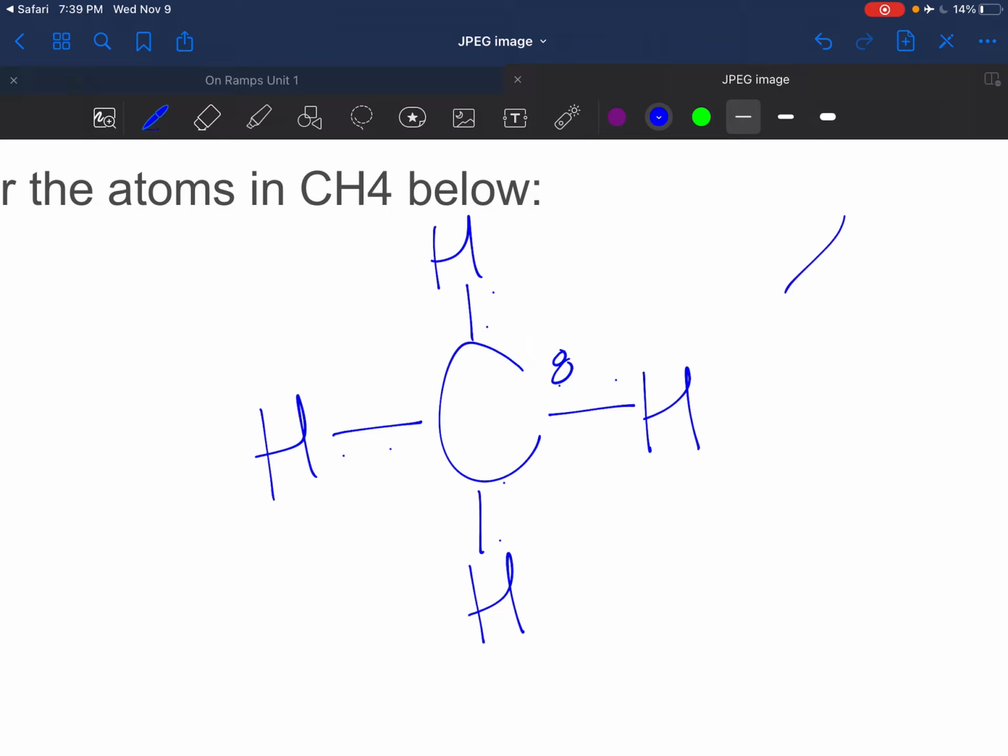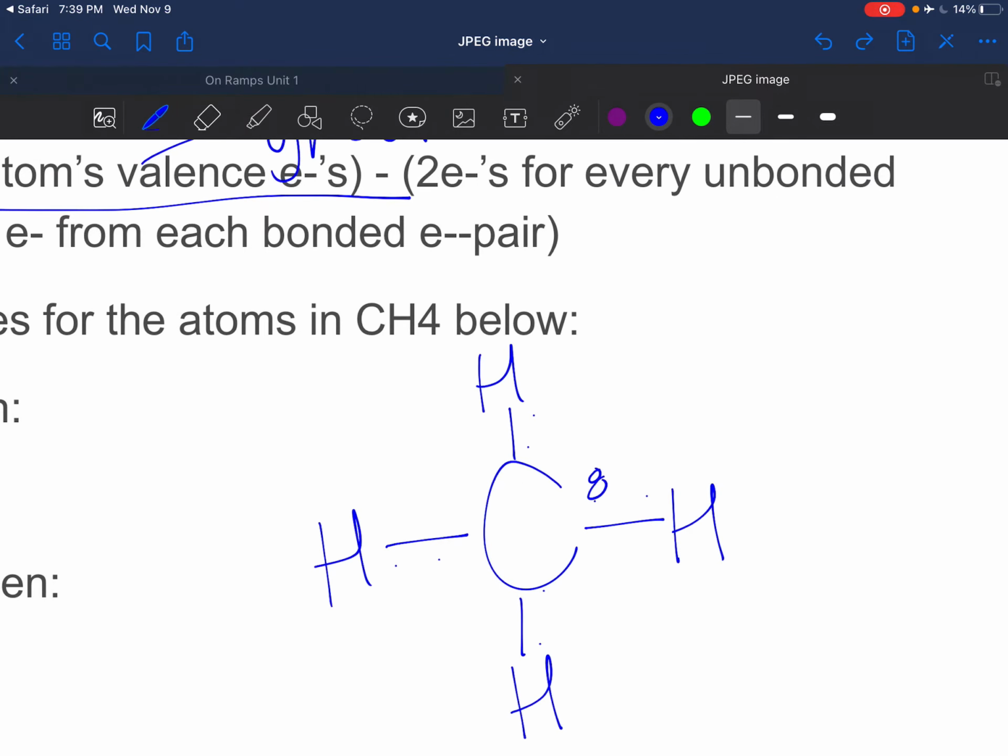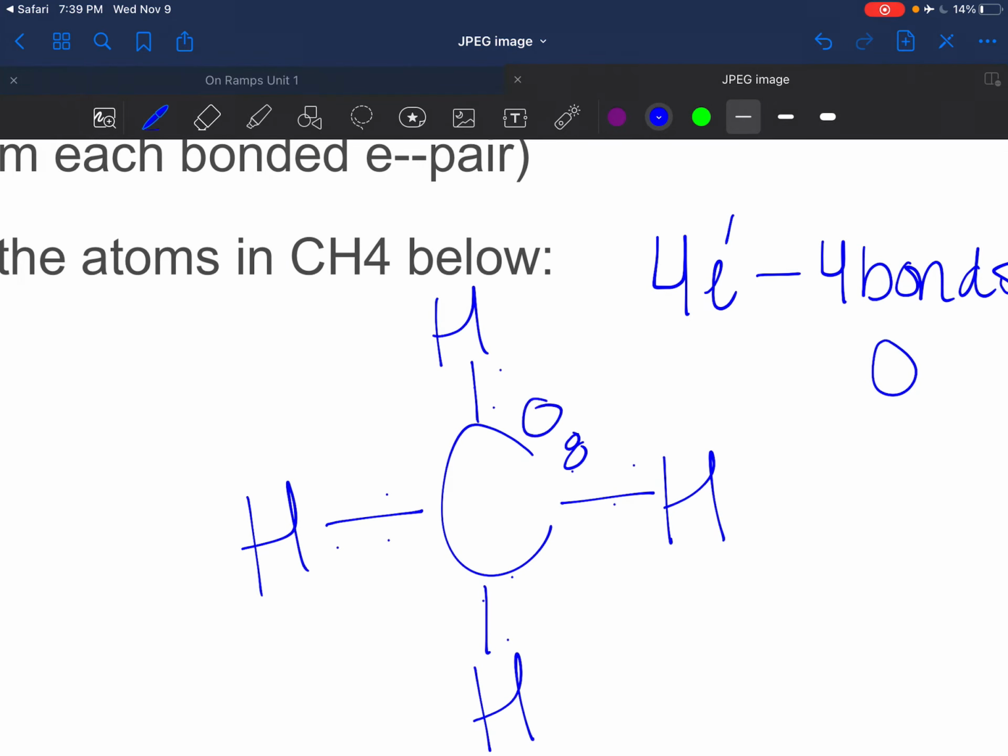Now we are going to do the formal charge. Carbon is in the 4th group, so it'll be 4 valence electrons on carbon. So we're going to minus every bond it has. It has 1, 2, 3, 4 bonds, which is going to equal a 0 formal charge. So carbon has no charge.